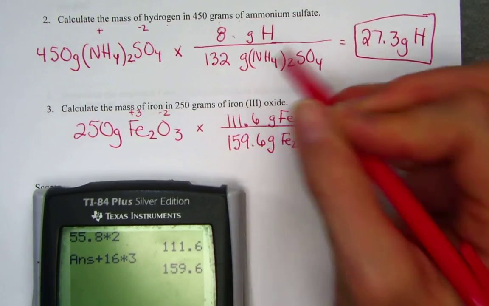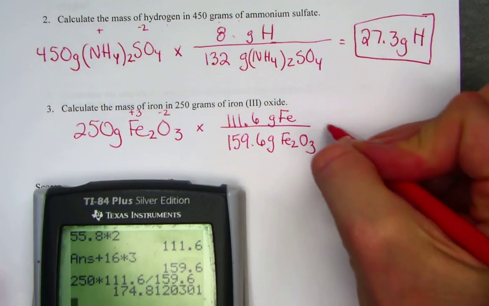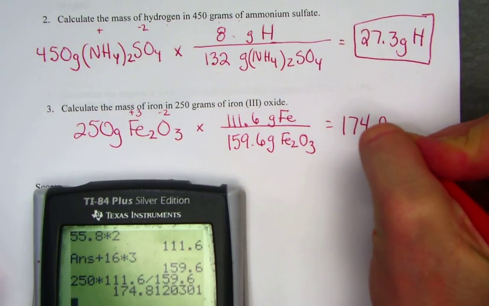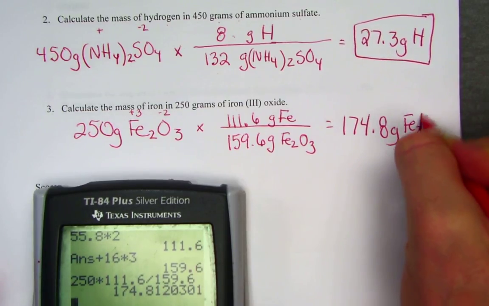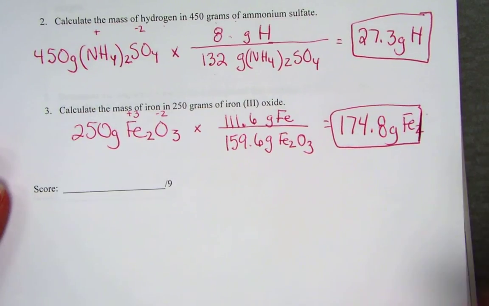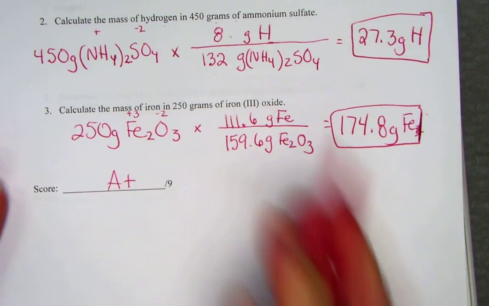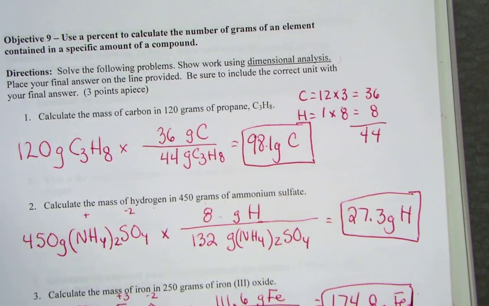Part over whole times 250. And again, hit with me. We take the 250 times 111.6, and divide that by 159.6. And we find 174.8 grams of iron. Of just the iron, not the compound. 174.8 grams of Fe. And there will be the A+ earned for objective number 9. Percent composition using percent as a conversion factor.